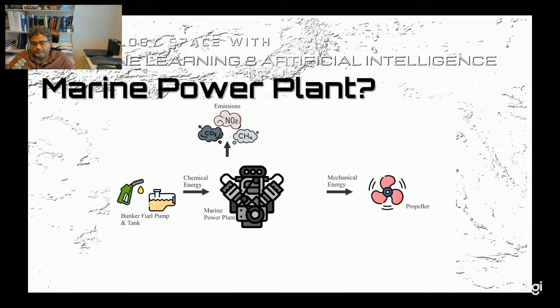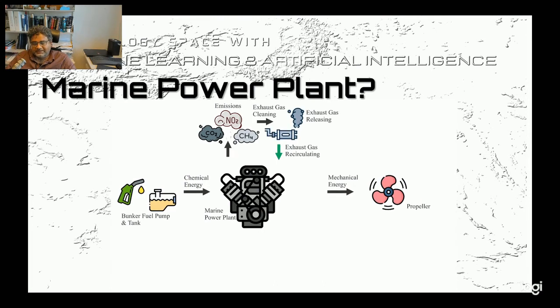During this combustion process, of course, there would be emissions being released into the environment. And at some point, some of these emissions can be cleaned by different emission cleaning technologies. Cleaned emissions can be released into the environment as exhaust gas. And then some of this exhaust gas can be recirculated within these marine engines. That way, the amount of emissions you are releasing into the environment can be reduced.